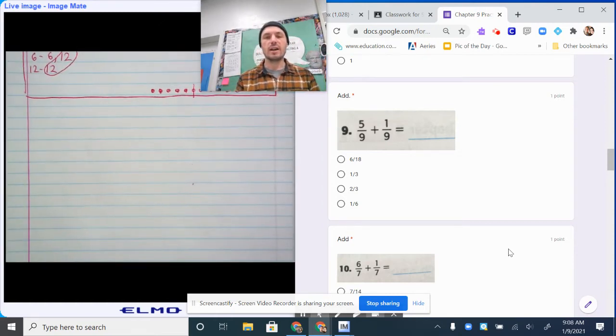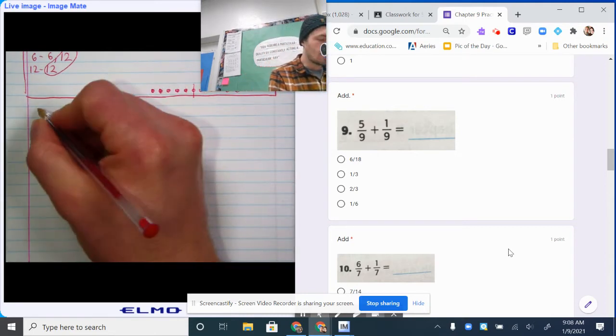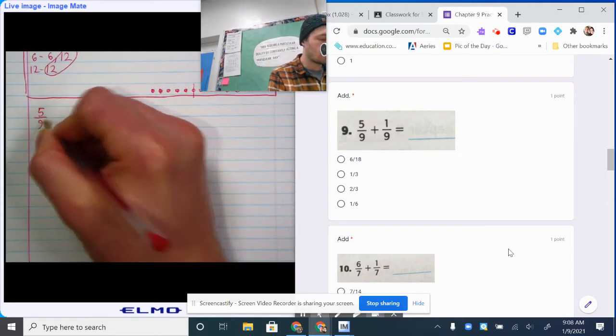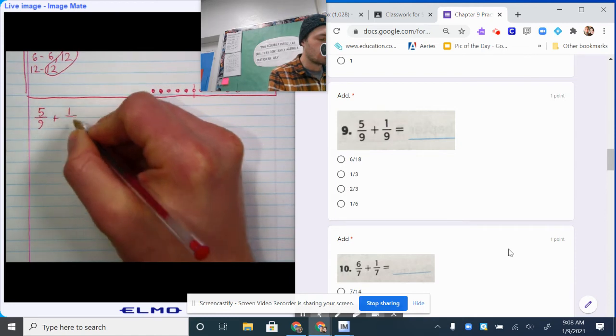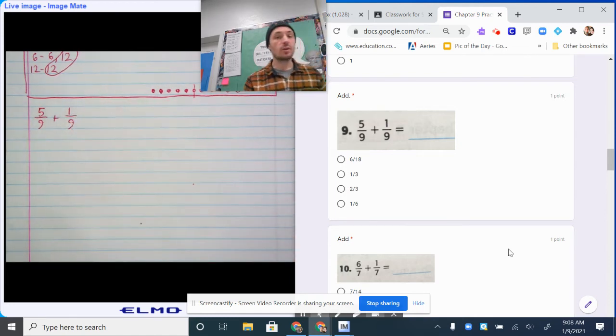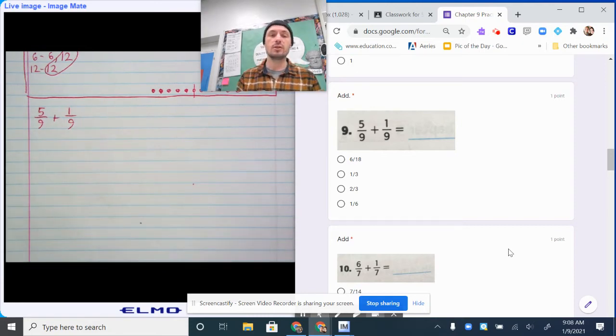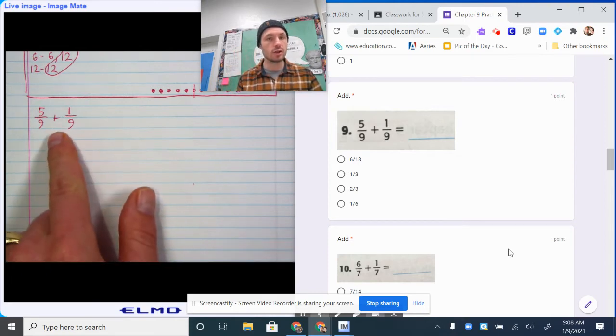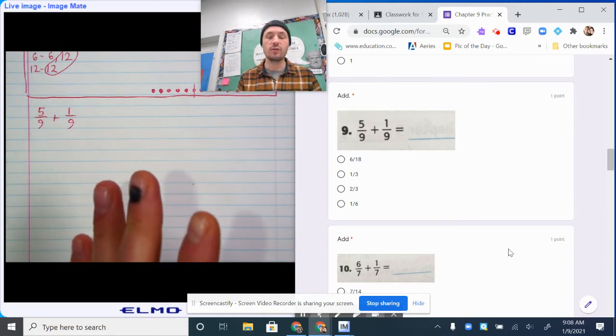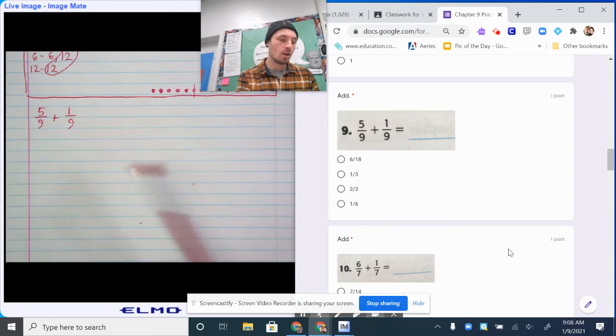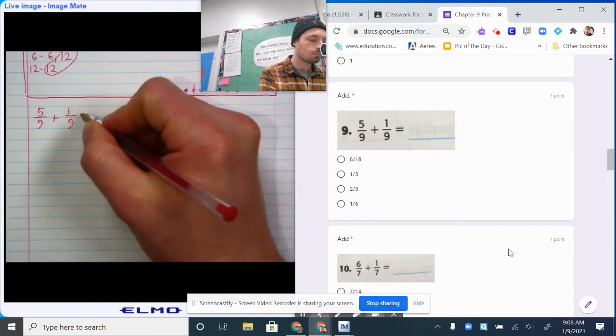Okay, 5/9 plus 1/9. You would definitely want to put this on your scratch paper. You would not want to try to solve it in your head, even though you could. That's not good practice. You put everything that requires solving down on your scratch paper, even if you know you can easily do it in your head, because you're more likely to make a mistake in your head than you are on your scratch paper. So even easy problems, if it requires any solving at all, write that solving down.